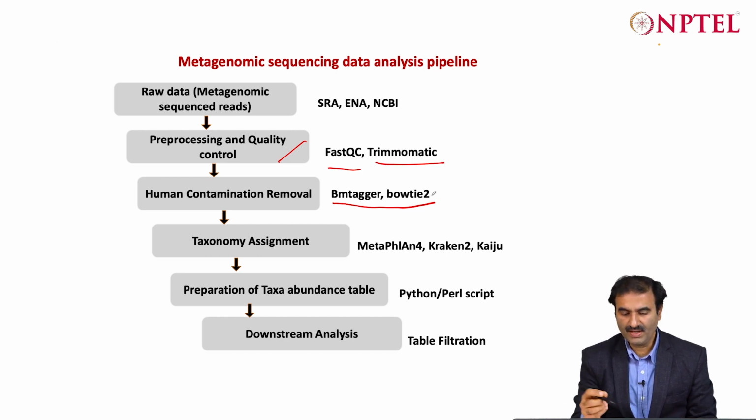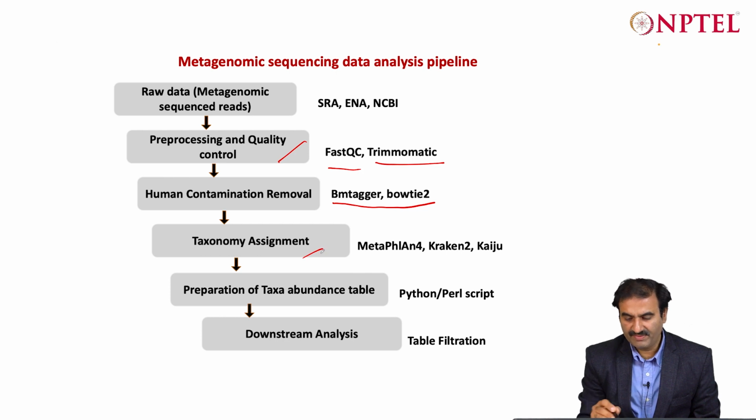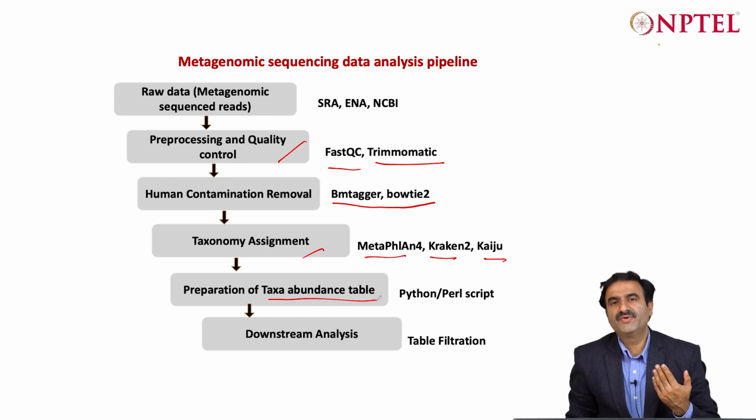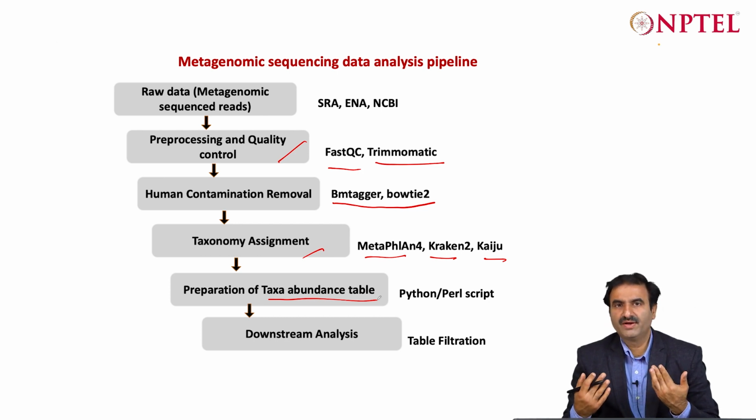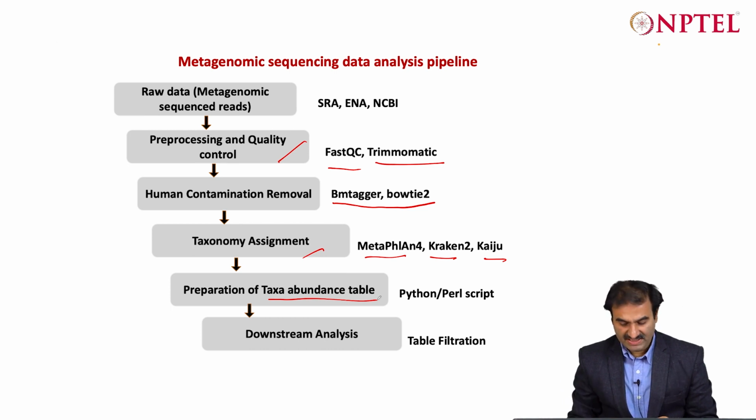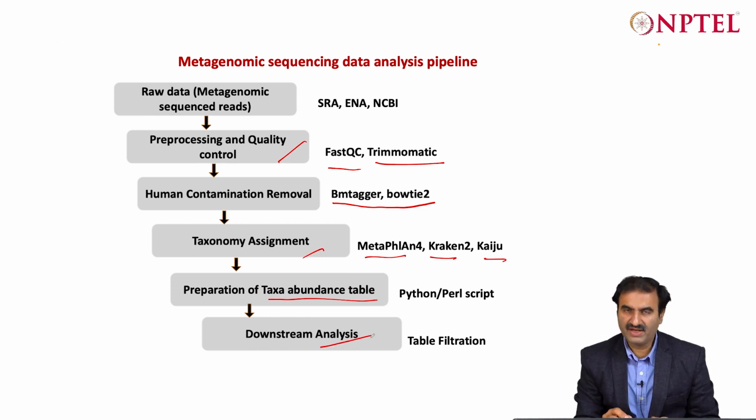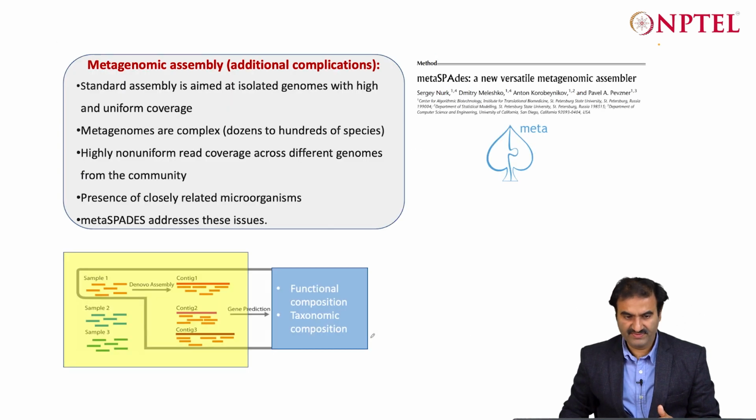Then you will go for taxonomic assignment using MetaPhlAn 4 or Kraken 2 or Kaiju. All three are standard and good tools, right? And then prepare the abundance table, which genomes are there, what is the relative abundance, right? And then see, sample to sample or healthy versus disease or whatever your question may be, how the abundance is varying in the two environments, supported by statistics, right? And then the downstream analysis, construction of figures and these things, right?